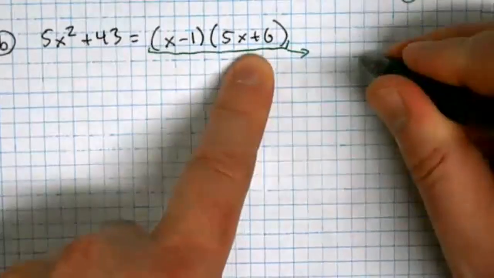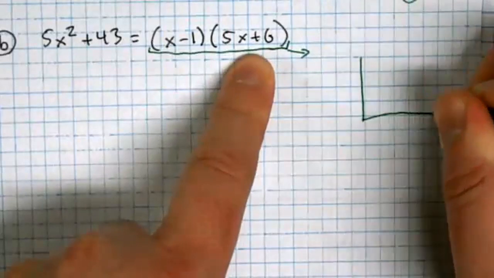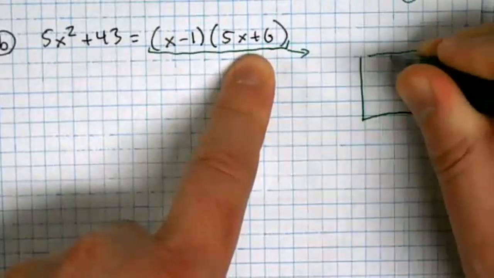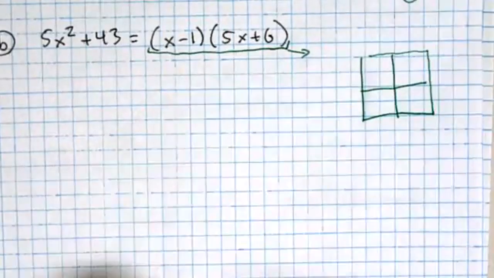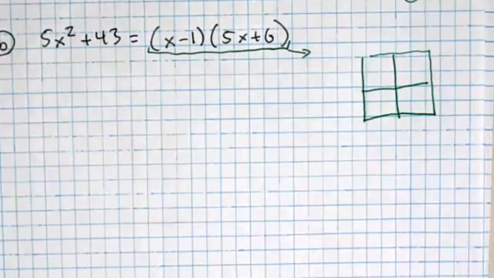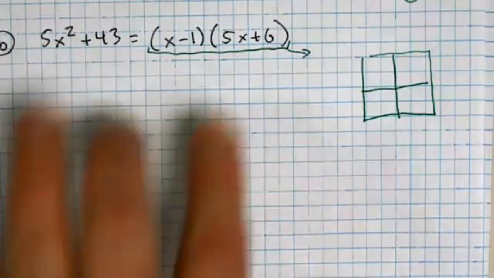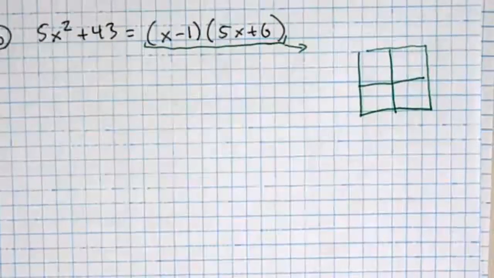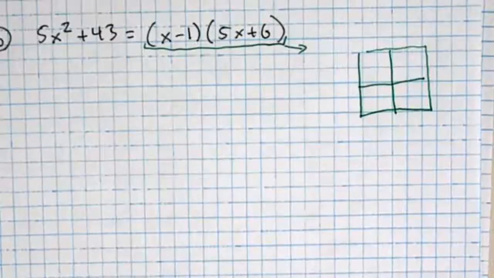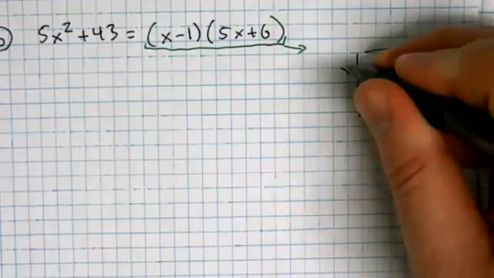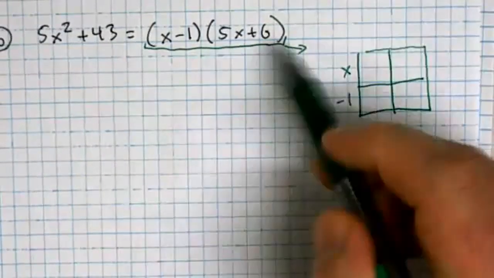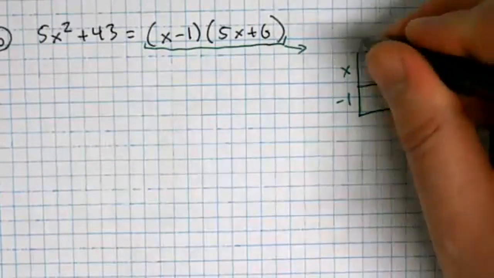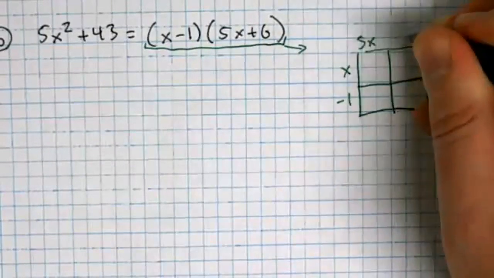We do that by creating what our book calls a generic rectangle. So draw your little box. We know it's going to be a 2x2 box. Draw it off to the side, not underneath. Underneath is where our work for the equation goes. And let's put the x and the -1 down the side. Let's put the 5x and the 6 across the top or at the bottom, doesn't really matter.